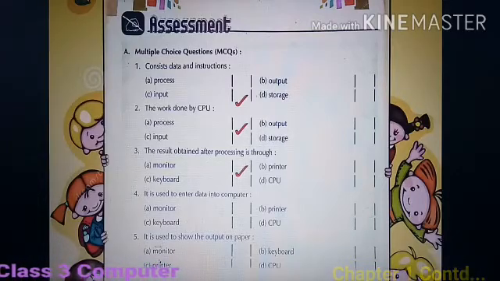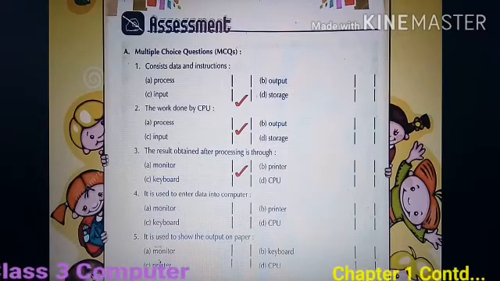Then the next question. It is used to enter data into the computer. We have options monitor, printer, keyboard, CPU. Now can you tell which one is used to enter data into the computer? Yes, you are right. Keyboard is used to enter data into the computer.